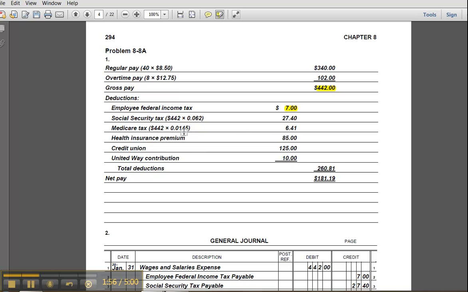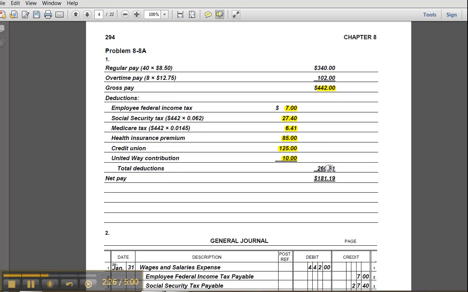Social Security tax, we're going to take the $442 gross pay times our 6.2%. For Medicare, we take our gross pay of $442 times our 1.45%. Then the book tells us that he has a health insurance premium of $85 withheld, so maybe he's paying for his health insurance through his employer. And then he sends $125 to the credit union, maybe for his savings account or a payment of some kind. And then he contributes $10 to United Way.